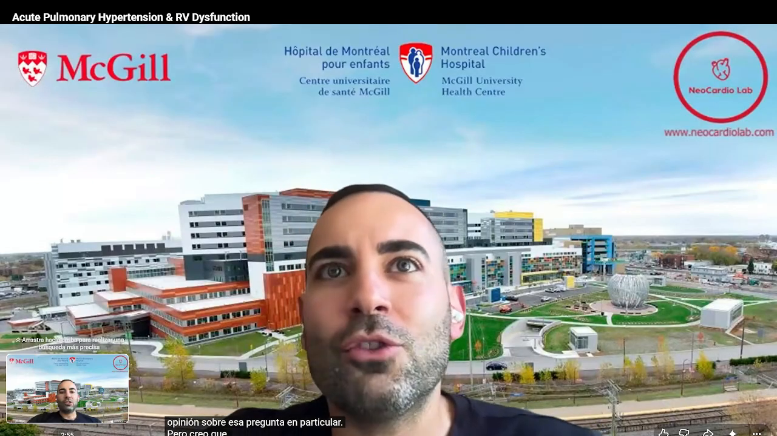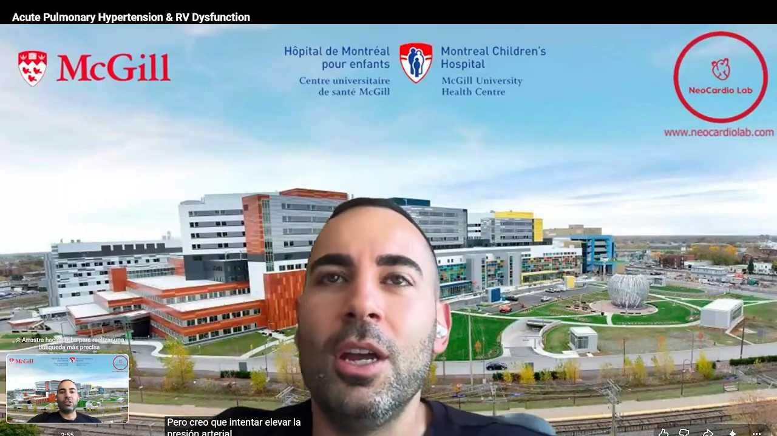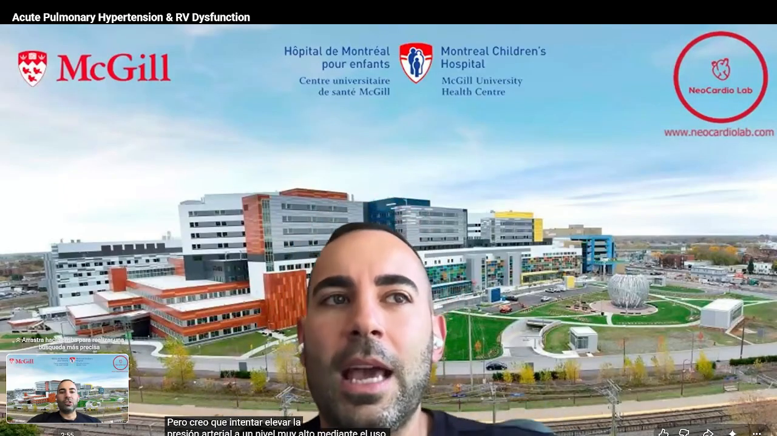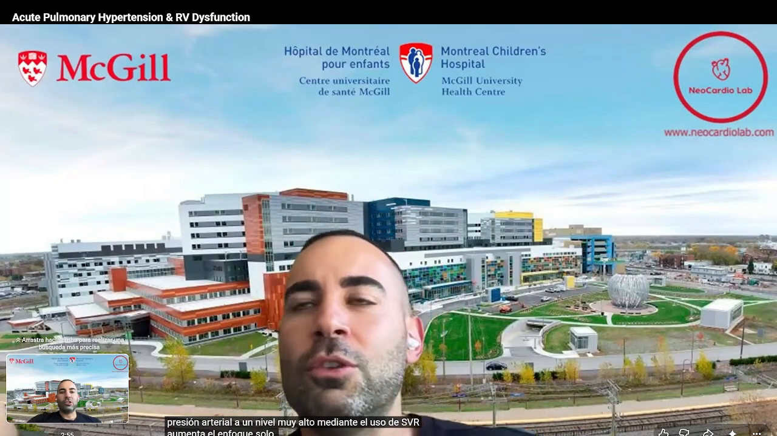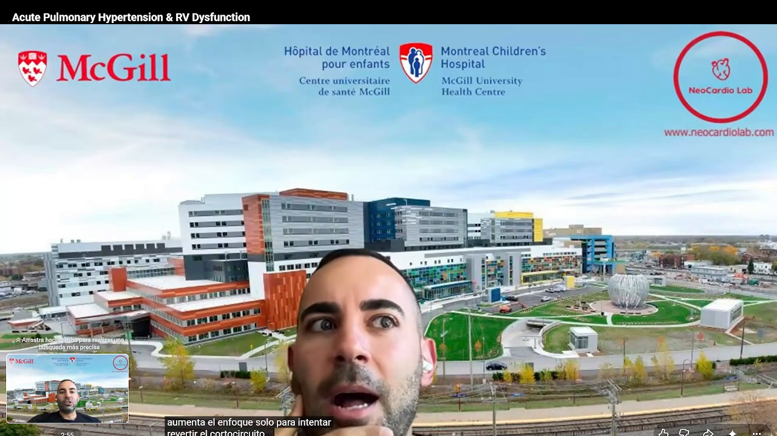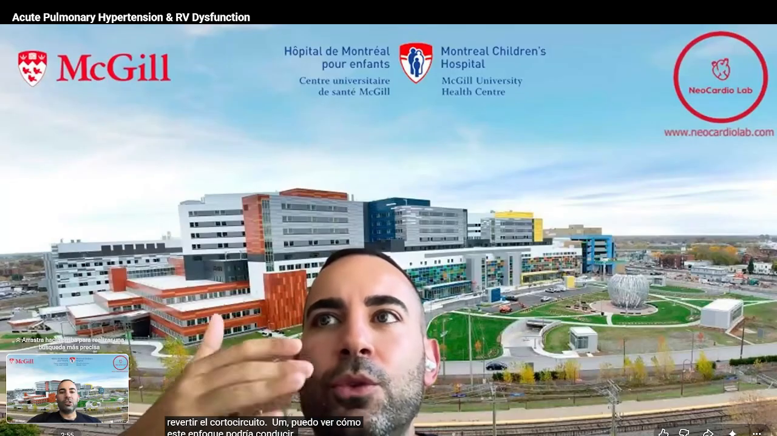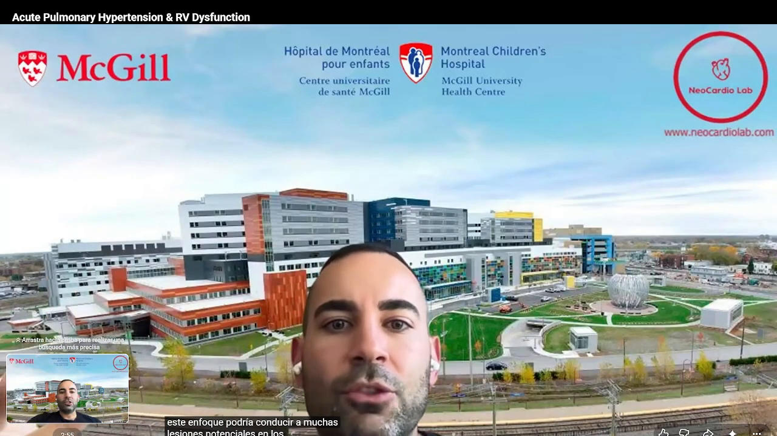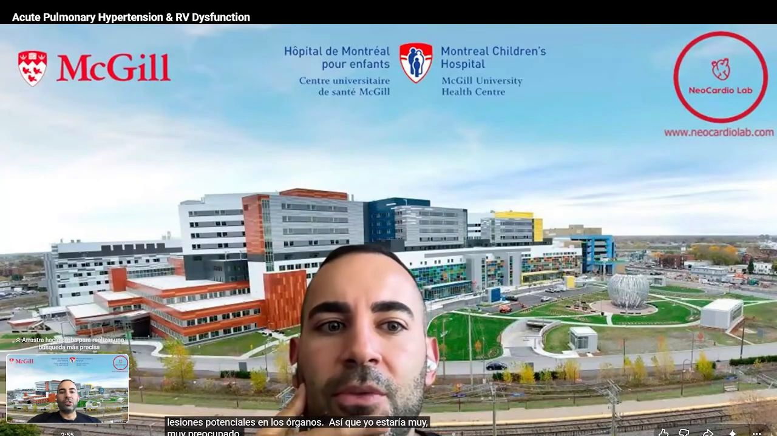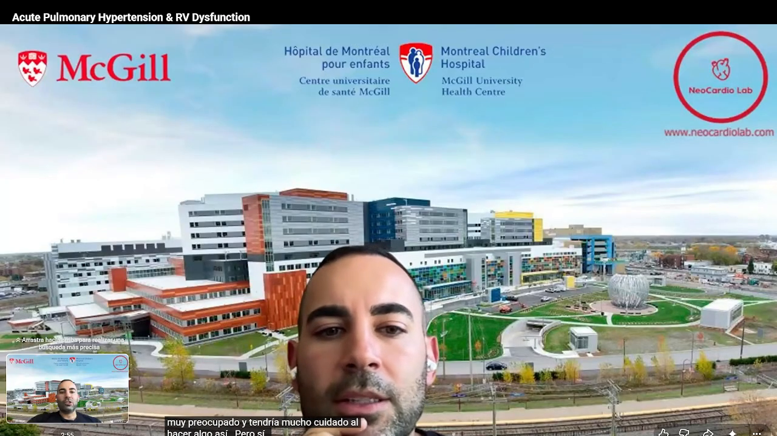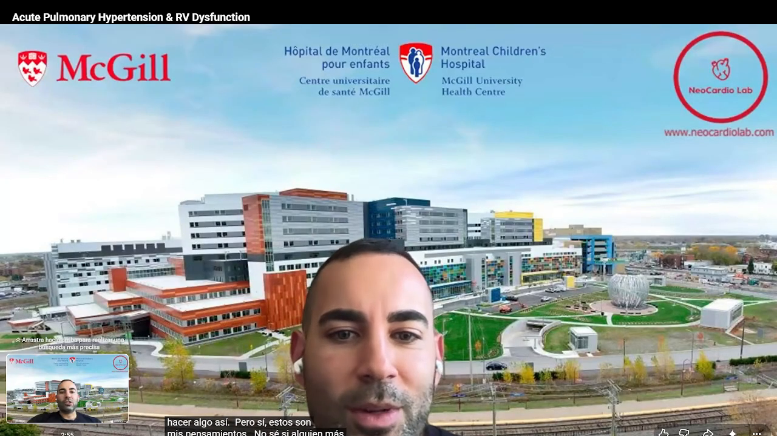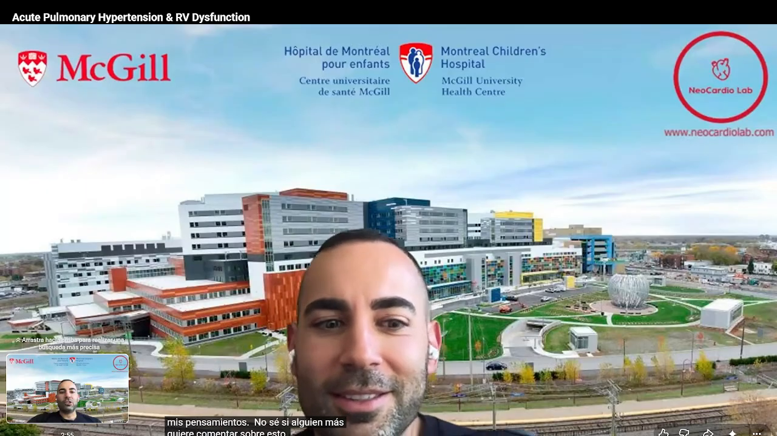But I think trying to drive blood pressure to a very high level using an SVR-increasing approach just to try to reverse the shunt, I could see how this approach could lead to a lot of potential end organ injury. So I would be very, very worried and careful about doing that. But yeah, these are my thoughts. I don't know if anyone else wants to comment on this.